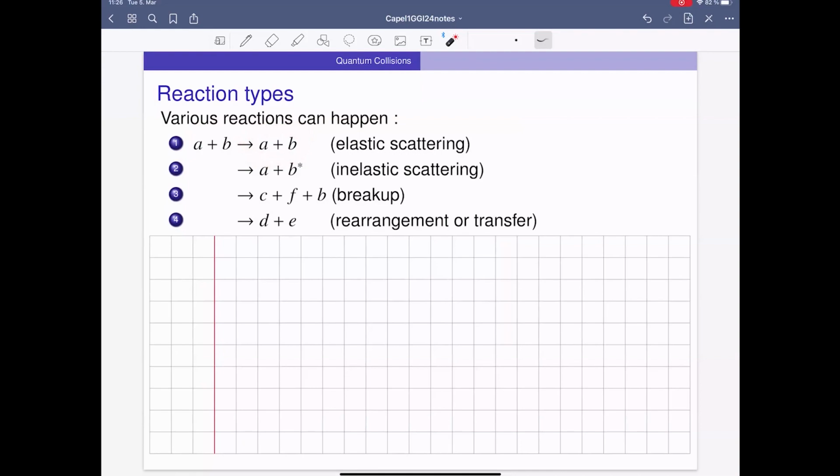This is elastic scattering. Now, you exchange momentum, but you can also exchange energy, and so part of the beam energy can be transformed into an excitation energy. So you can have one of the two particles, A or B, being excited, but their structure is unchanged. And this is what we call inelastic scattering.